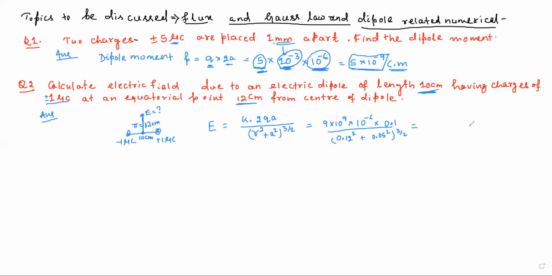Which will be 9 into 100 divided by 0.13 square, which will be equal to 4.096 into 10 to the power 5 Newton per Coulomb. So our question is done.